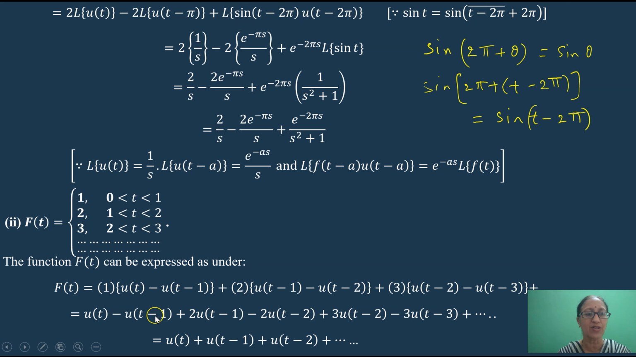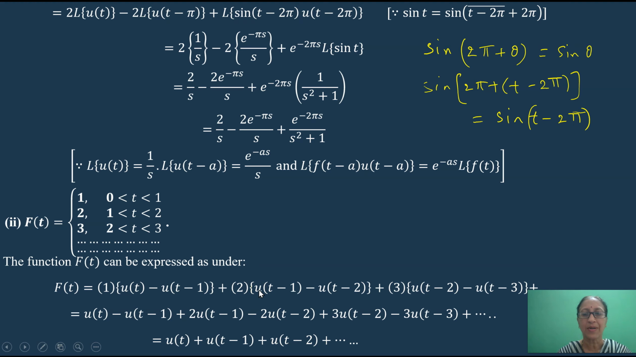So if you simplify these two, you get u of t minus 1. In the same manner, here you can observe u of t minus 2 terms. Here two terms, that is 3 into u of t minus 2 minus 2 into u of t minus 2. This gives u of t minus 2 plus so on.